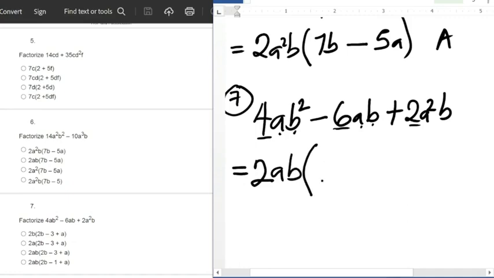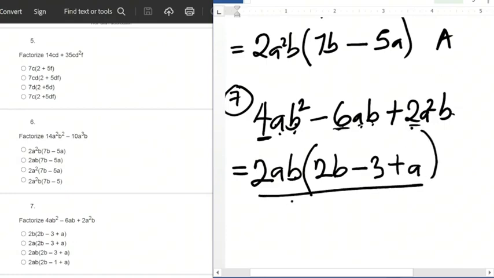So open the brackets. When you divide 4 by 2, it remains 2. A divided by A is 1. B squared divided by B remains B. Minus, what you have left: 6 divided by 2 gives you 3. AB divided by AB is 1. Plus 2 divided by 2 is 1. A squared divided by A remains A. B divided by B is 1. So the final answer is 2AB into bracket 2B minus 3 plus A. That is option C.